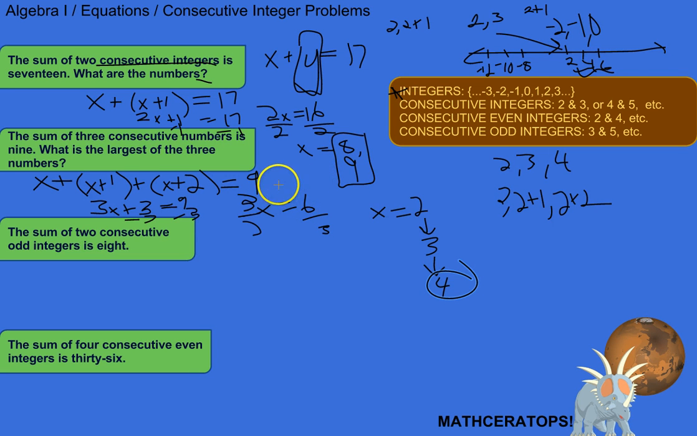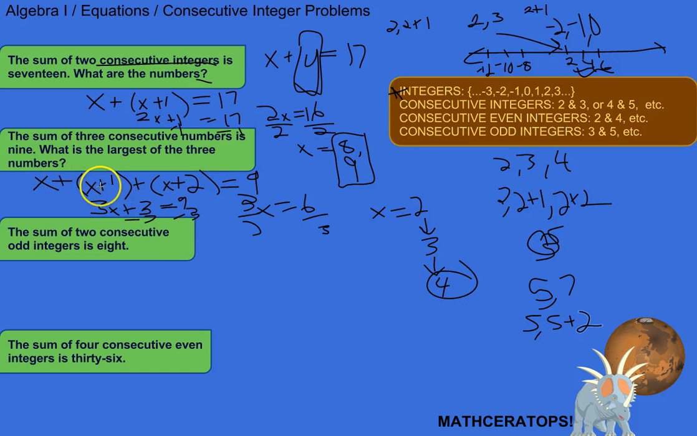Alright. You can kick it up a notch. The sum of 2 consecutive odd integers is 8. So, let's start with an odd integer, 5, for example. What's the next odd integer up? It's going to be 7. So if we want to write this in terms of 5, it'd be 5 and 5 plus 2. In other words, we're skipping one. We're skipping the even number in between them. So be careful with that.